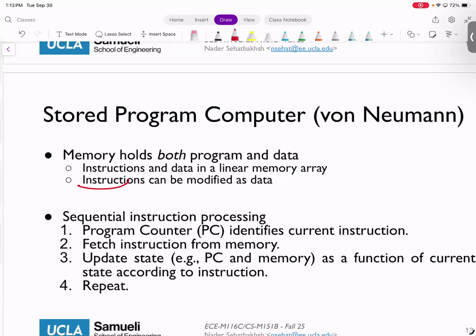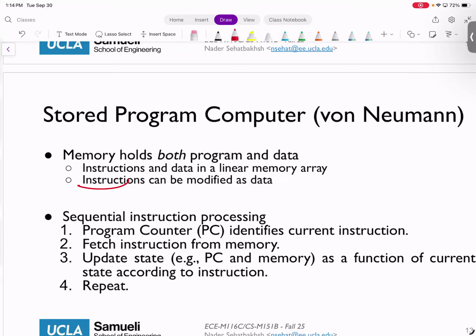Then I have this thing called the program counter. The program counter is a pointer that points to the current instruction being executed. So I always have a dedicated register or variable in my CPU that points to the current instruction being executed in the system. If I want to execute an instruction, I change the program counter to point to that instruction and I execute it. If I want to go to the next instruction, I increment the program counter and continue doing that.